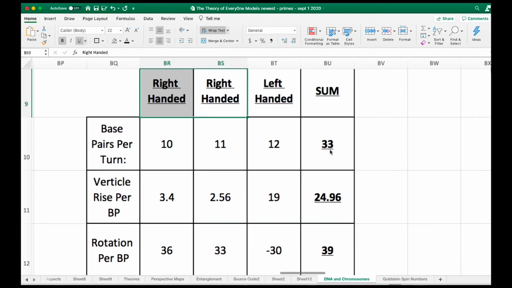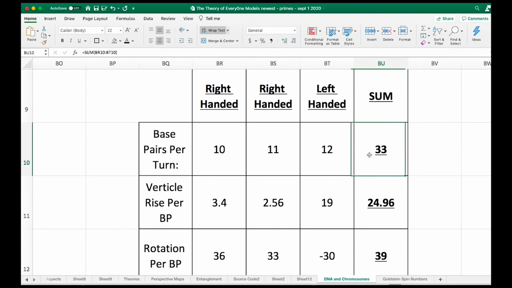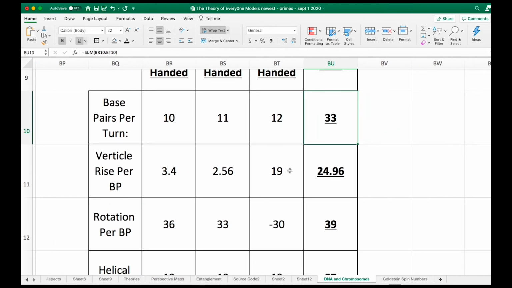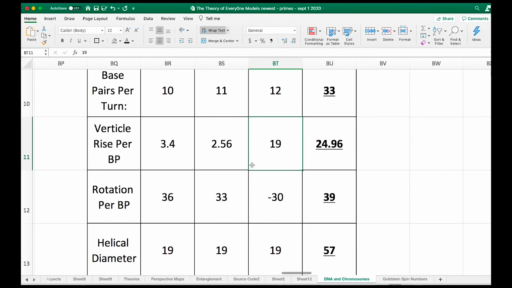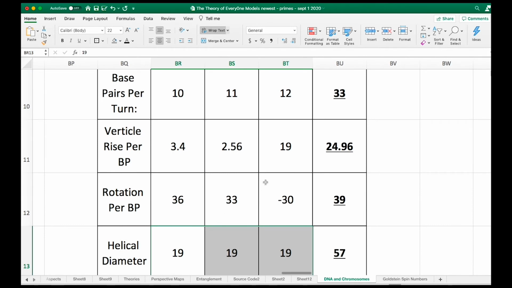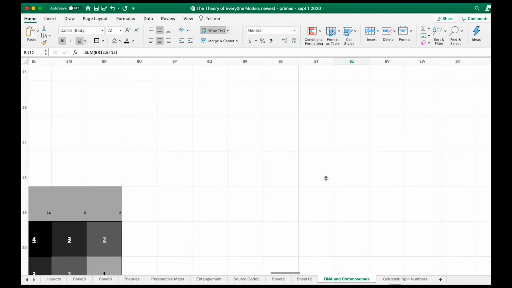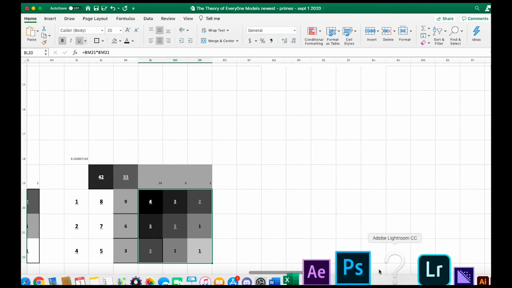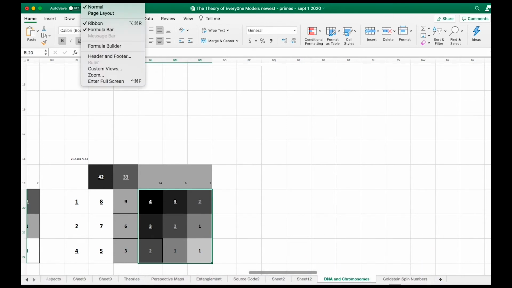But it's interesting that the base pairs per turn is 33 here, and the vertical rise per base pair is, you've got a lot of these numbers, 19, 19, and 19. Okay, the helical diameter of DNA across all levels is 19 by 19 by 19. And when we look at this, you can see right here, well, you actually can't, but see this formula bar.